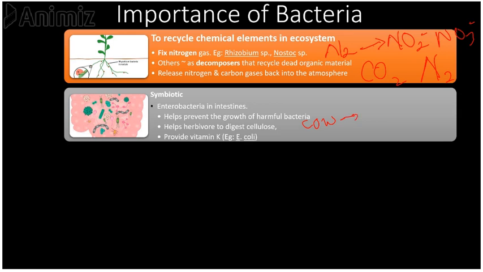So the bacteria will convert the cellulose that is consumed by cows to a simpler form that can be absorbed by the cow. Humans don't have the bacteria that can convert the cellulose into a simpler form. That's the reason why when we eat vegetables or any form of fiber, we cannot digest it. It will come out through our feces in the same form.